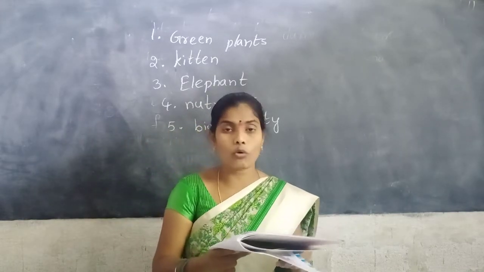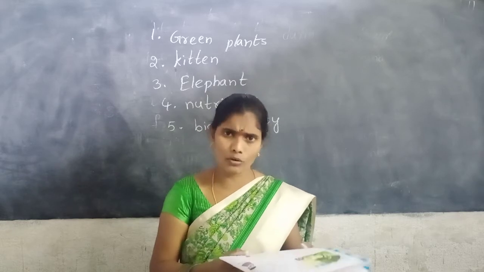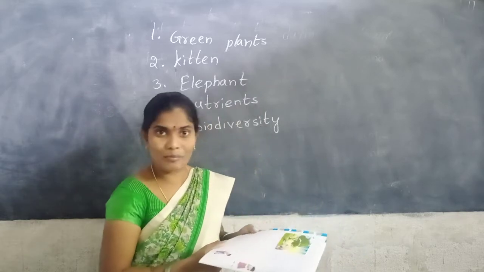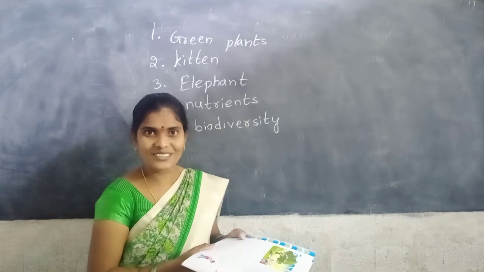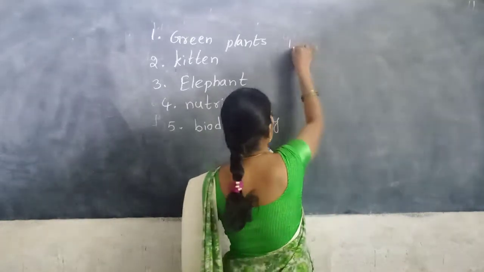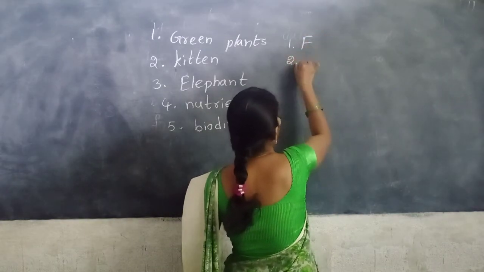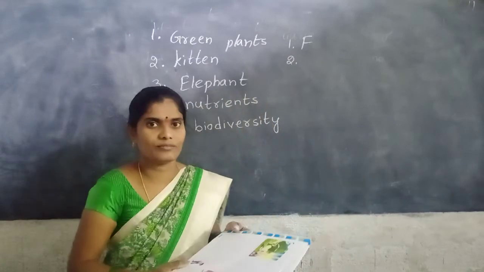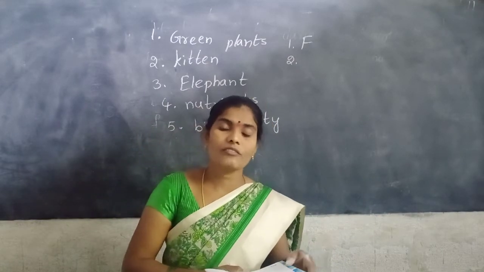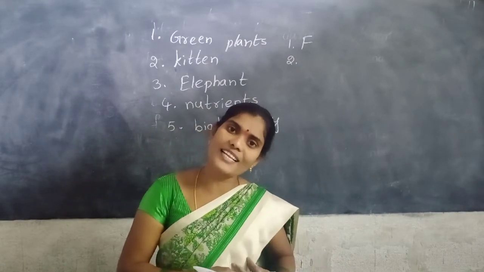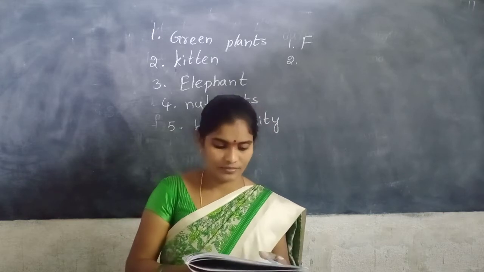Human beings make their own food. We are not depending on plants and animals. It's false. First one is false. We depend on plants and animals for our food.